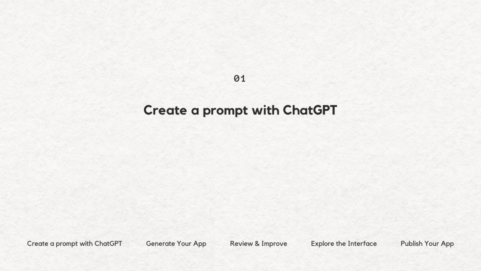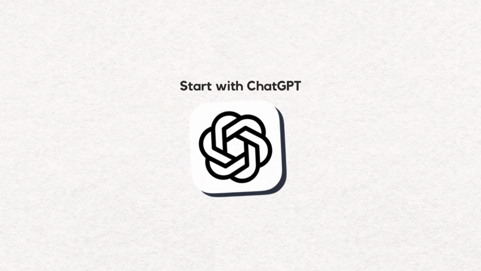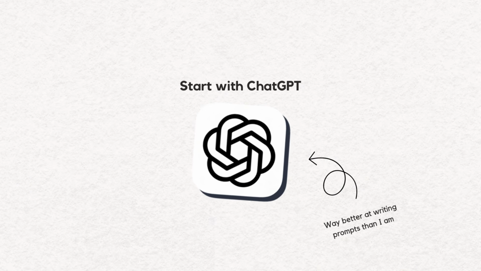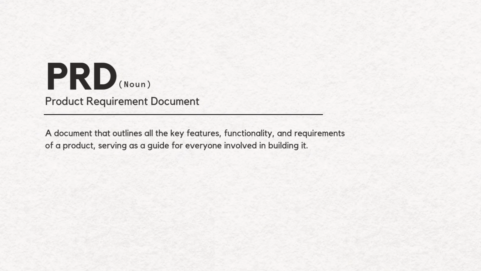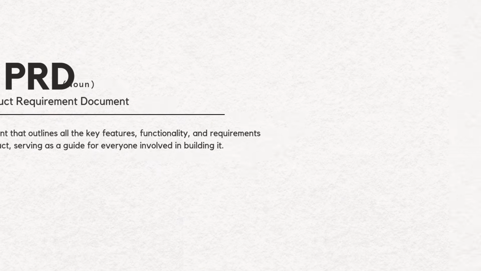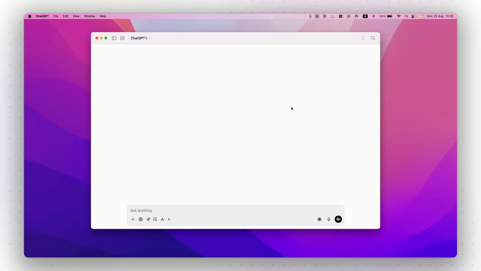Let's get started. Here's what we're gonna do today. Step 1, create a prompt with ChatGPT. We will start by creating a prompt using ChatGPT because AI is obviously way better at writing prompts than I am. What we need to create is a PRD, Product Requirements Document. This is a document that outlines all the important features, functionality, and requirements of the product. It helps the AI understand exactly what we want and builds the app more professionally. Normally, writing a PRD is the job of a product manager, but don't worry, I'm not one either. So let's use GPT to do the hard work for us.